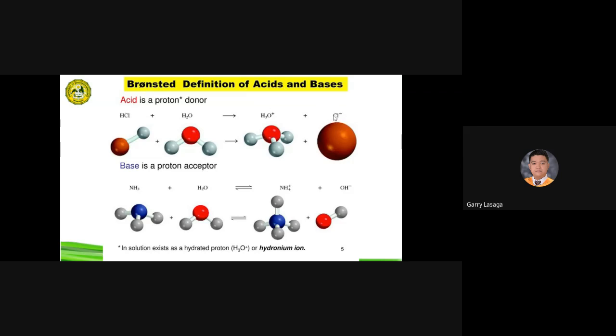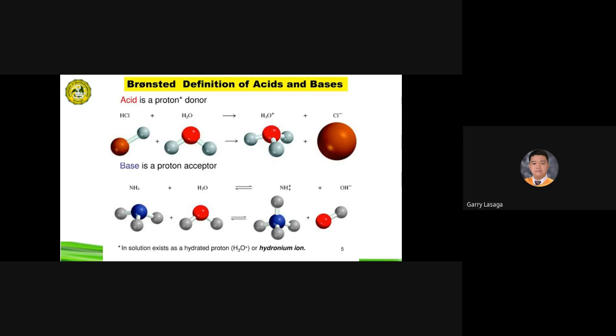So the charge here becomes negative because our HCl loses an H+. So H+ is a proton. While for our hydronium here, the charge becomes positive because the hydronium ion gains a proton from water. So HCl here is our acid. Water here is our base. It is the base because it accepts hydrogen ion coming from the HCl. So the hydronium ion is our conjugate acid, while the Cl- is our conjugate base. So our HCl, which is an acid, forms a conjugate base, and our water, which is a base, will form a conjugate acid.